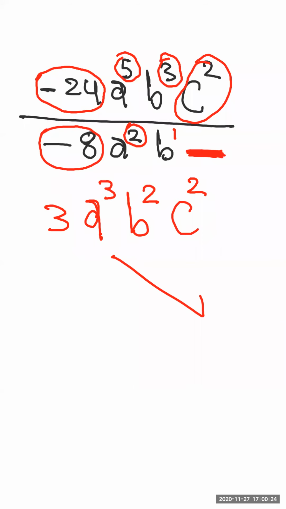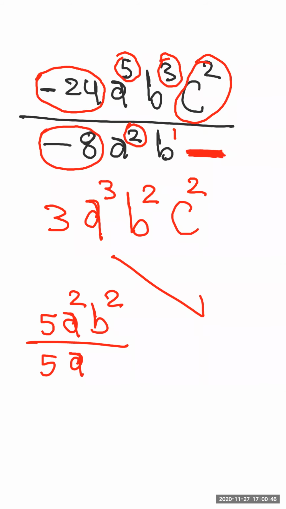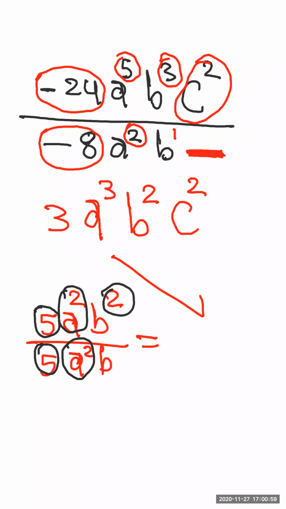There is one important point. If I'm dividing different terms, like if I divide 5a squared b squared over 5a squared b, I will divide the two coefficients. 5 divided by 5 means 1. a squared over a squared means 1. b power 2 over b power 1 means b power 1, so it equals b only.